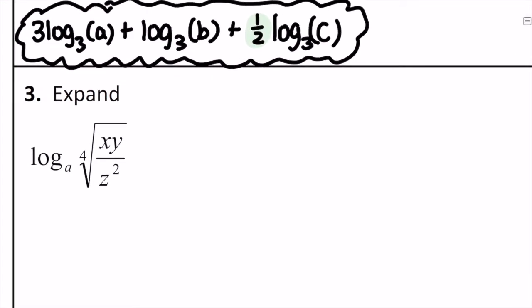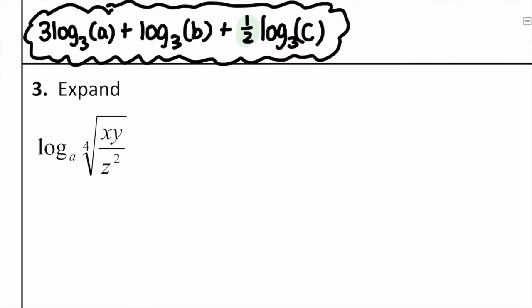For number 3, I want to expand. So I have log base a of the 4th root of xy divided by z squared. What's inside of the logarithm is the 4th root of xy divided by z squared. To expand this, the first thing I need to start by doing is change this root to be a fraction exponent instead. Because I know how to move exponents to be coefficients instead, and I want coefficients in expanded form, not exponents.